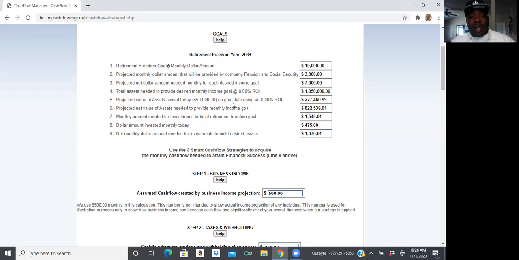So that $50,000 that they had in an investment account, by the year 2039, with an 8% rate of return, is going to mature to $227,000, right? But guess what? We're still short $822,000 of our goal. So the way for us to hit this goal right here is we need to be investing at least $1,500 a month. Keyword, $1,500 a month, not a one-time payment of $1,500. We need to put ourselves in a position to do that monthly. Currently, we're only investing $475. So we're still short by $1,000.